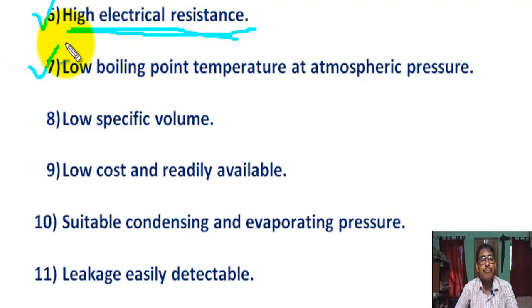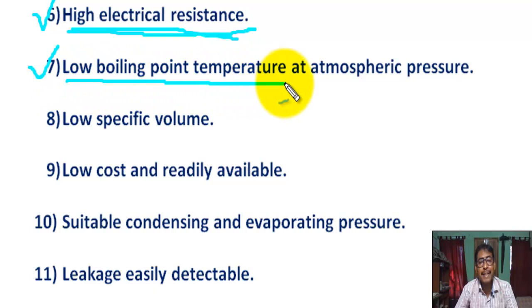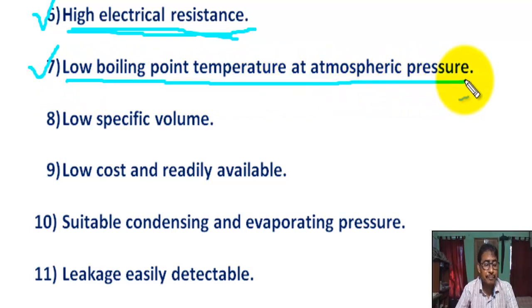Number 7, a refrigerant must be low boiling point temperature at atmospheric pressure. If the boiling point temperature of the refrigerant is high at atmospheric pressure, the compressor should be operated at high vacuum.